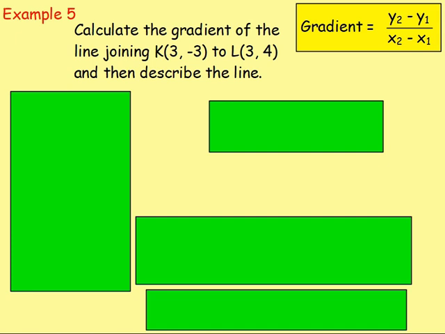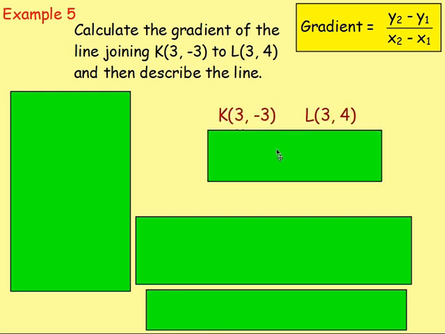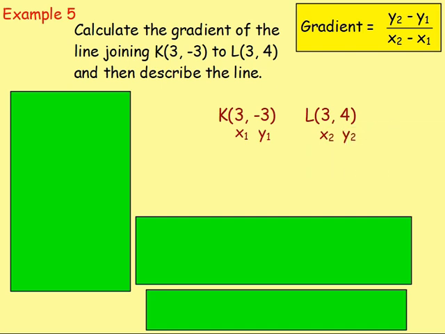Example 5. Calculate the gradient of the line joining point K to point L. K is at 3, negative 3, so let's write that out at the side. And L is the point 3, 4. Let's write that out at the side. Just remember, for point K you have an x value and a y value, and for L you've got an x value and a y value. Again, it's alphabetical. So we're wanting the gradient of the line joining K to L.